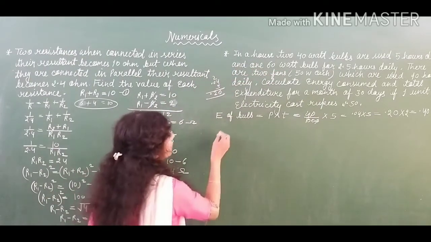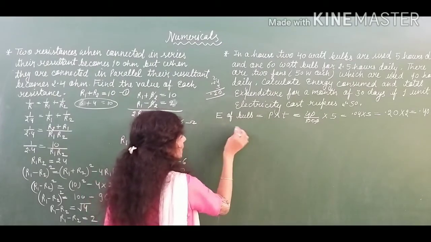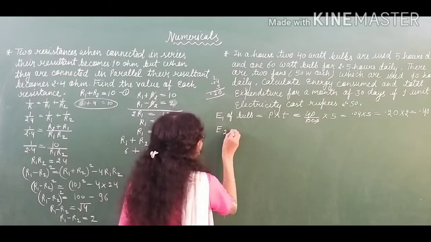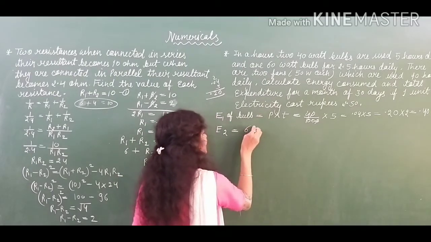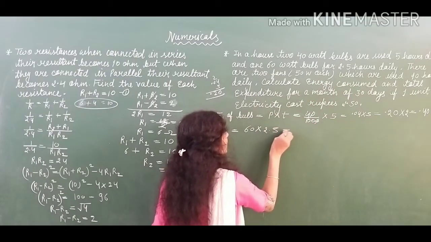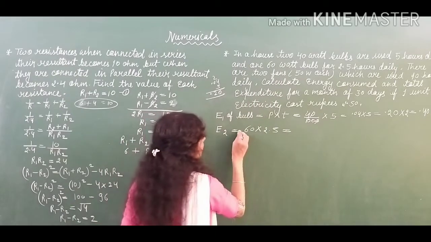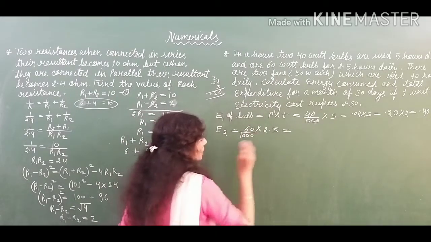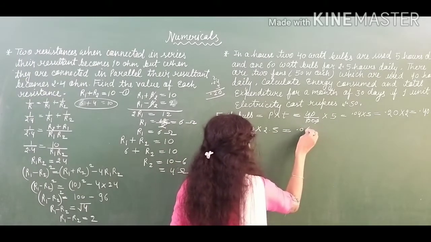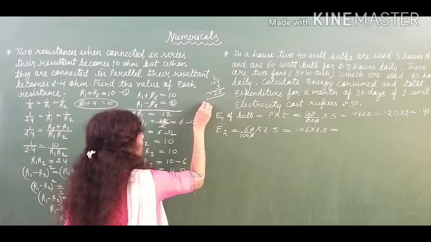We have used 160 watt bulb, 240 watt bulbs here. That was E1. Now you have to calculate E2 for the 160 watt bulb, so 60 into 2.5, since it is used for 2.5 hours. It must be given in kilowatt, so divided by 1000, you will get 0.06 into 2.5.